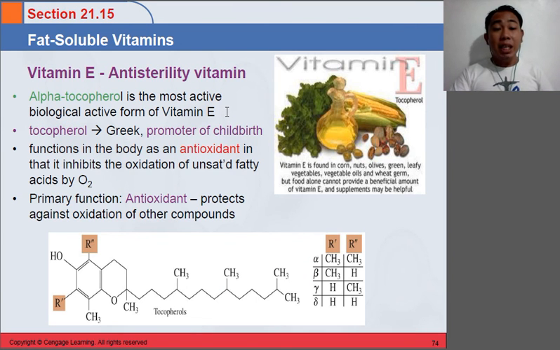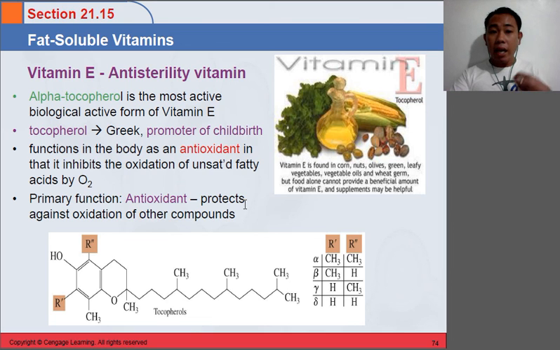Next is vitamin E, the anti-sterility vitamin. The generic name is alpha tocopherol, the most biologically active form of vitamin E. Tocopherol is a Greek word meaning promoter of childbirth, and it functions in the body as an antioxidant in that it inhibits the oxidation of unsaturated fatty acids by oxygen. Primary function is as an antioxidant. It protects against oxidation of other compounds. That is why it is good for the skin.